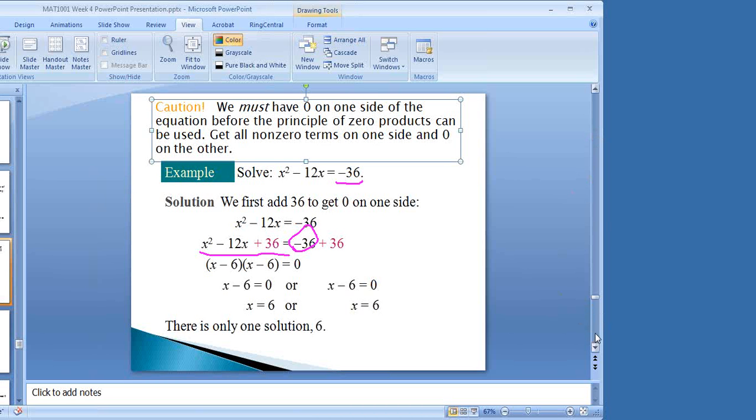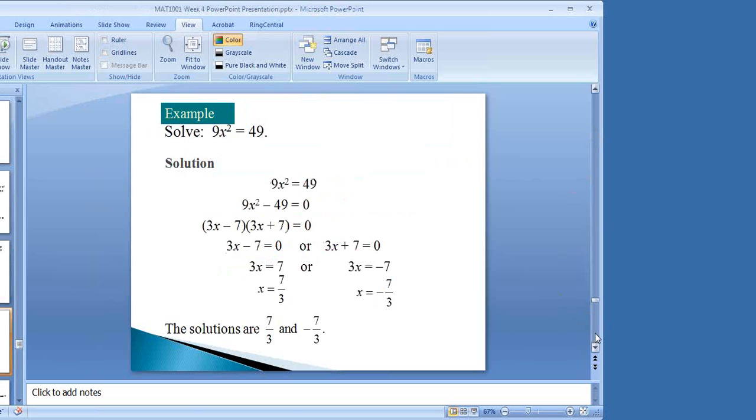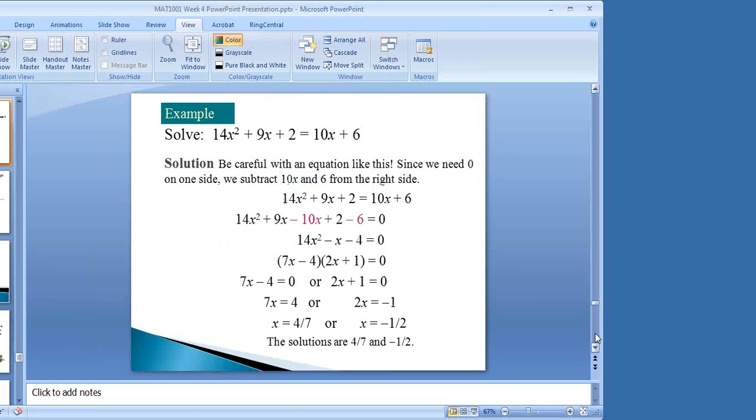And there's just one solution here, 6. It repeats. All right, another example, we've got to get it equal to 0, factor, and solve. This one looks scary, but don't worry. You still have to move everything to the other side.